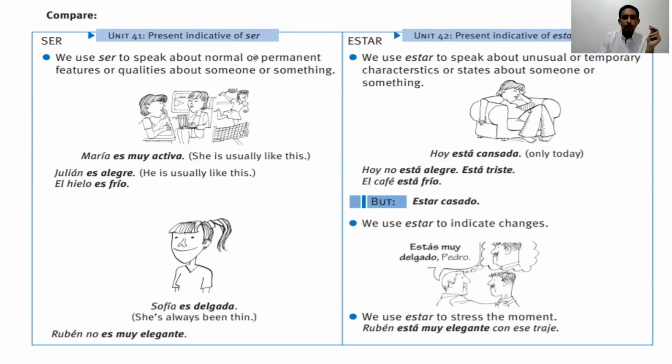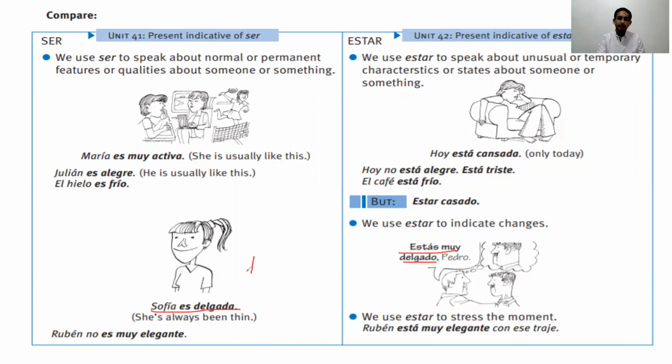So we use these characteristics, okay? We use estar to indicate changes. Estás muy delgado, Pedro. We use estar to stress the moment. Rubén está muy elegante con ese traje. So you can notice here we have the difference between Sofía es delgada and estás muy delgado.